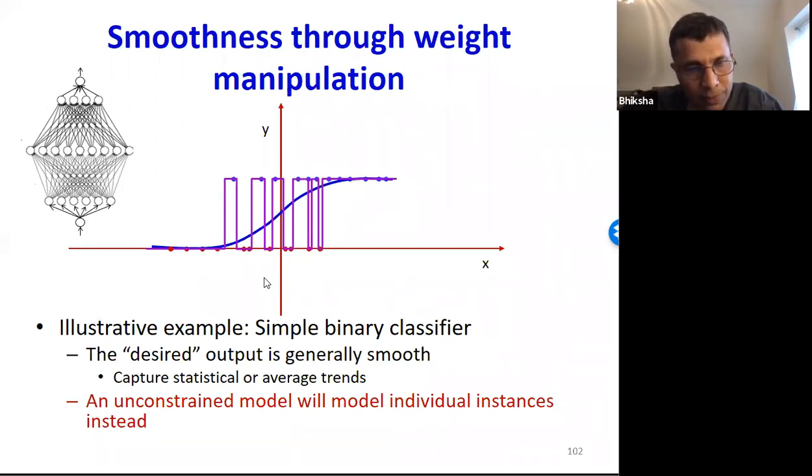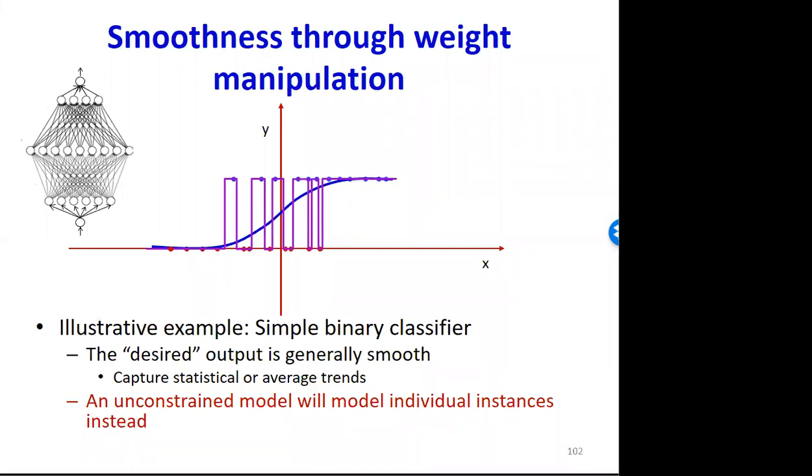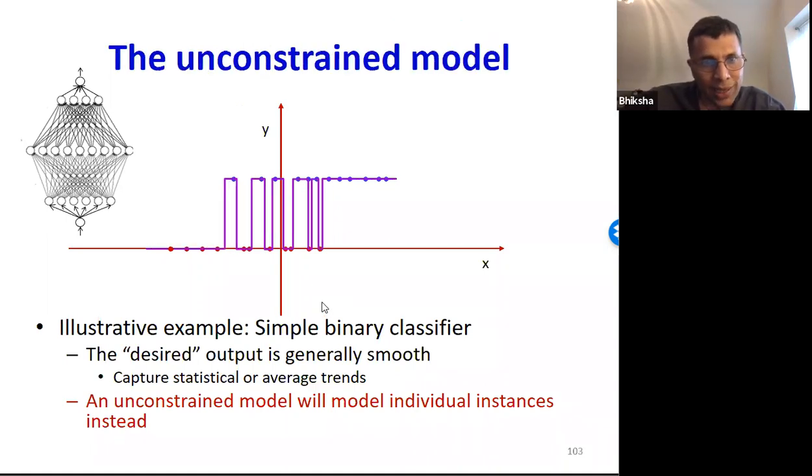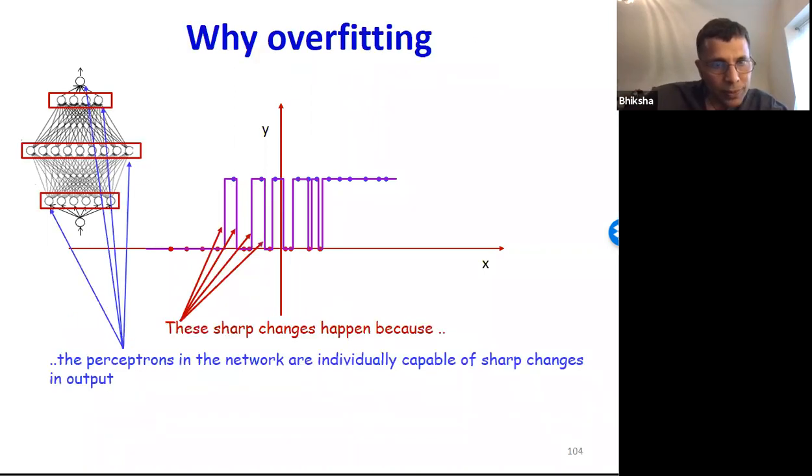Anyone? You want the smoother one, right? This makes no sense. You don't want the purple curve. So why can the network actually learn the purple curve? Let's go back and take a look. The network can end up learning this purple curve because the perceptrons in the network are individually capable of learning these extremely sharp rises and falls.